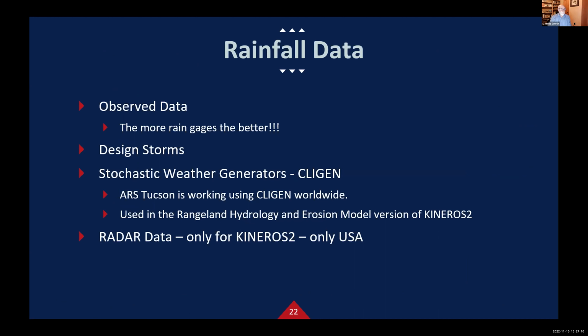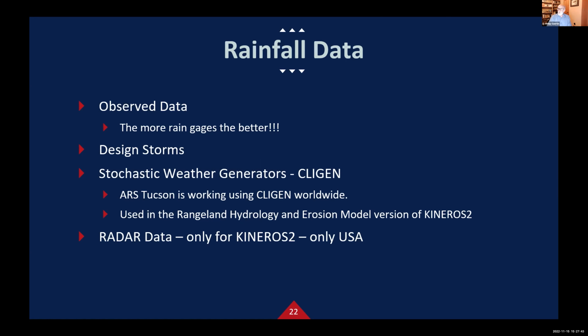Now in AGWA, there are different ways you can characterize rainfall. You can use observed data. We've already talked a little bit about this, but the more rain gauges, the better. We can apply a Thiessen approach to distribute the rainfall across the watershed. Or, as I've done in some of my research work, you can take the rainfall measurements from the gauges and come up with an interpolation of the rainfall pattern.